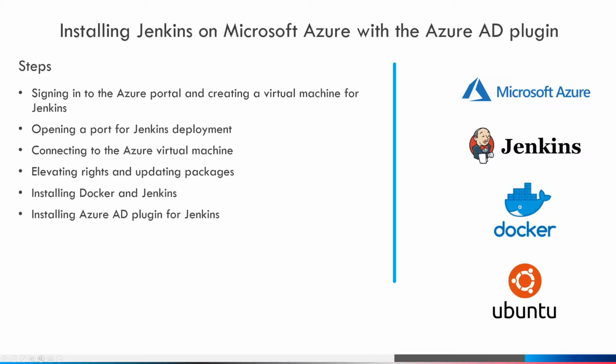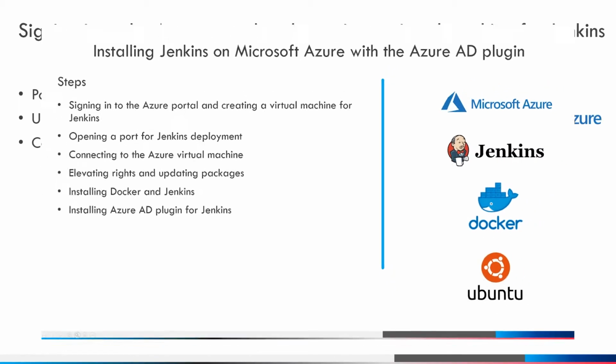On the virtual machine, we're going to elevate our rights, installing and updating all packages. After all packages are installed and updated, we're going to install Docker and Jenkins. When Jenkins is up and running, we're going to install the Azure AD plugin for Jenkins.